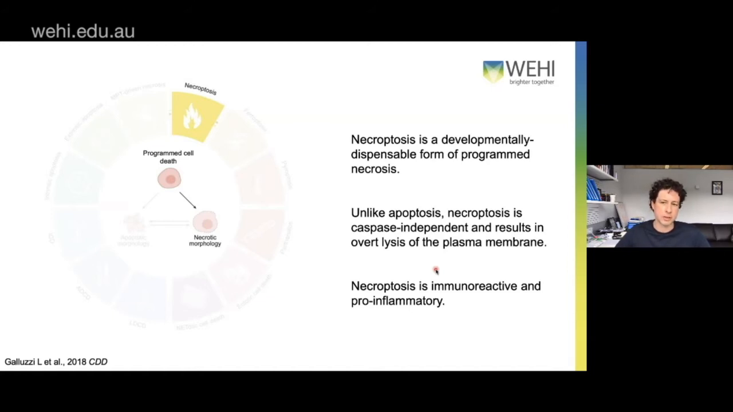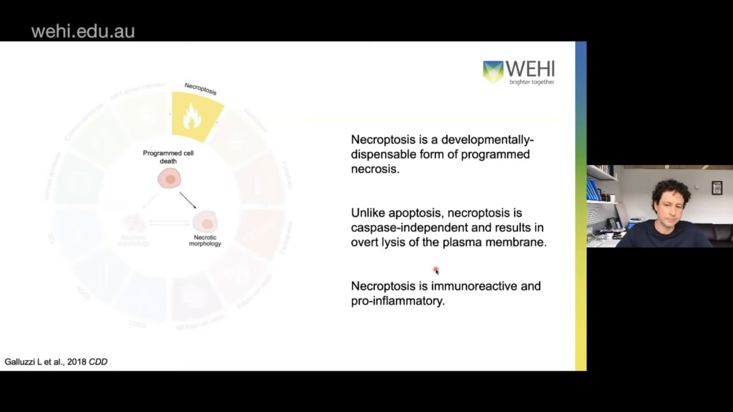So necroptosis is a developmentally dispensable form of programmed necrosis or necrotic cell death. So that's a key point of difference with apoptosis. And also, unlike apoptosis, necroptosis is caspase independent. And whereas in apoptosis, you've got largely a preserved integrity of the plasma membrane to allow the intracellular constituents to be catabolized, necroptosis is quite different. It results in frank and overt lysis of the plasma membrane and release of intracellular constituents into the extracellular space.